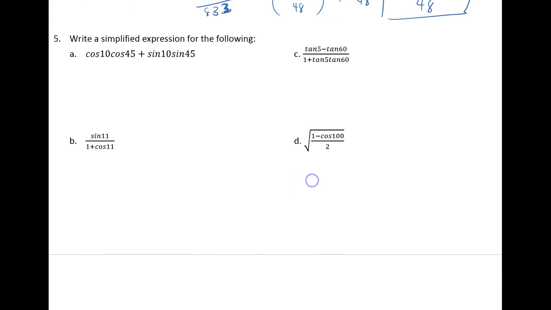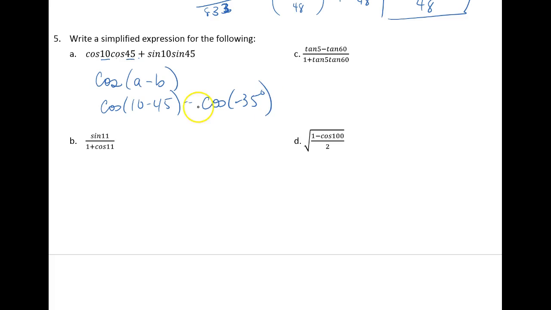Everybody should be able to do something like these though, okay? On a problem like this, you're just working backwards. So they're giving you the expanded identity and you work back to the prettier form. So I already can see if it's a cosine cosine plus sine sine, that's the one that goes with cosine of a minus b. And that's just if you haven't memorized. In this case, the a is 10 and the b is 45. So this is the cosine of negative 35. And that's how I would leave it, just like that, because that's not on the circle, so I can't find it.